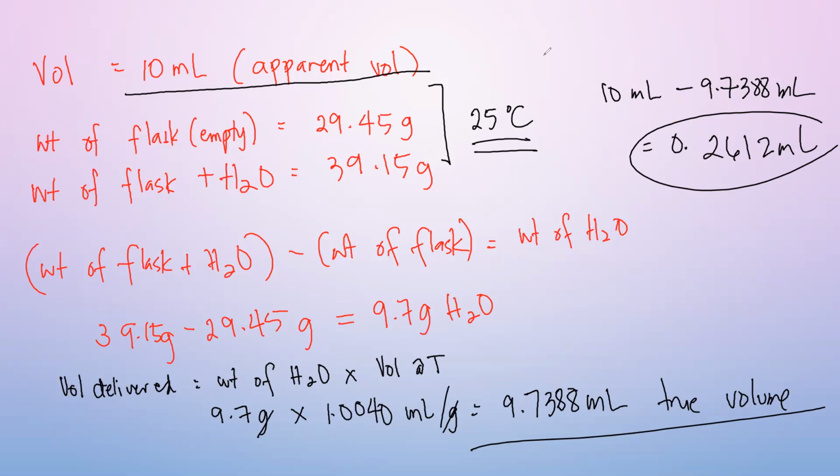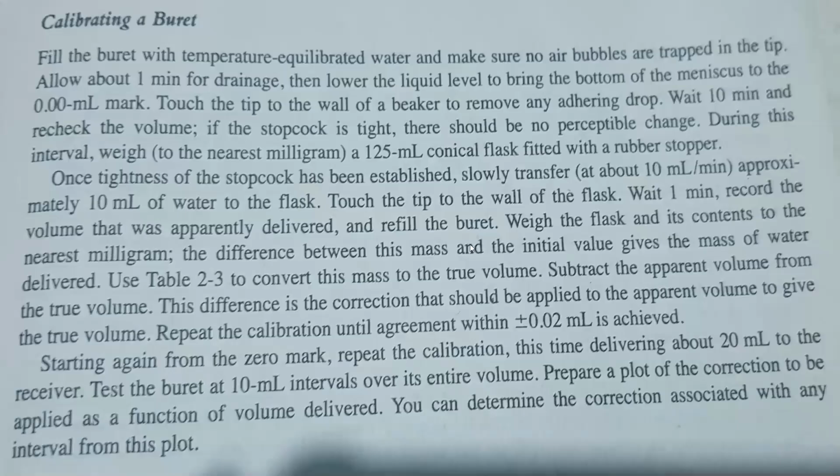Now why do we need to know it? Because we will stop calibrating the burette if the difference between the true volume and the apparent volume is plus and minus 0.02 ml. Meaning, once that is the difference between the apparent and the true volume, your burette is calibrated and you are done with the process of calibration. But this time, since the difference we computed is 0.2612 ml, it is far from 0.02. So you have to continue. Repeat the procedure from procedure number 1. Got it? That's how you calibrate a burette.